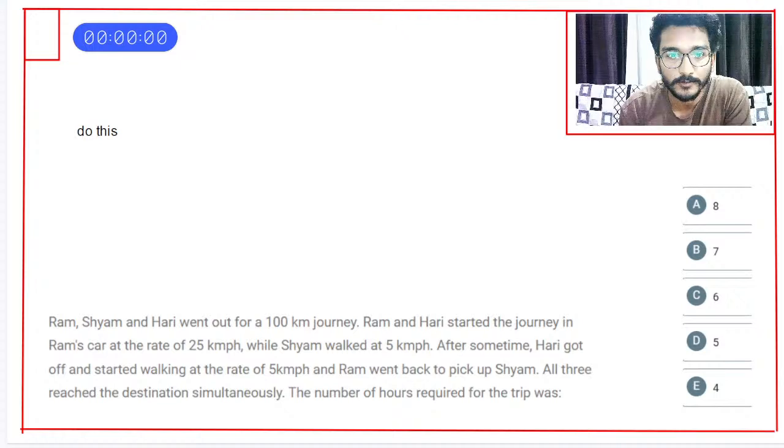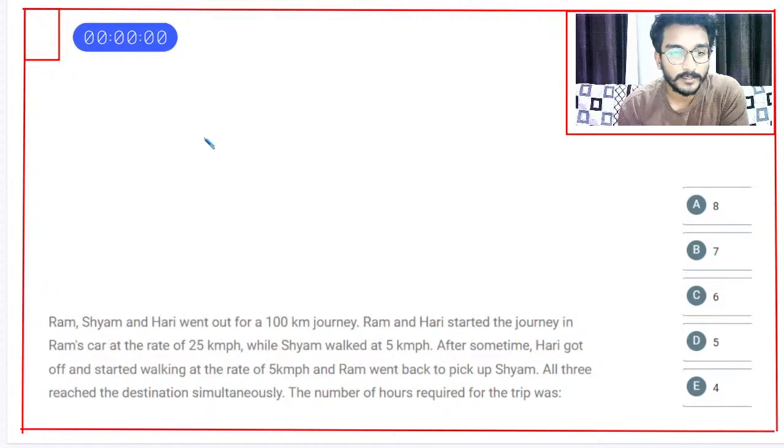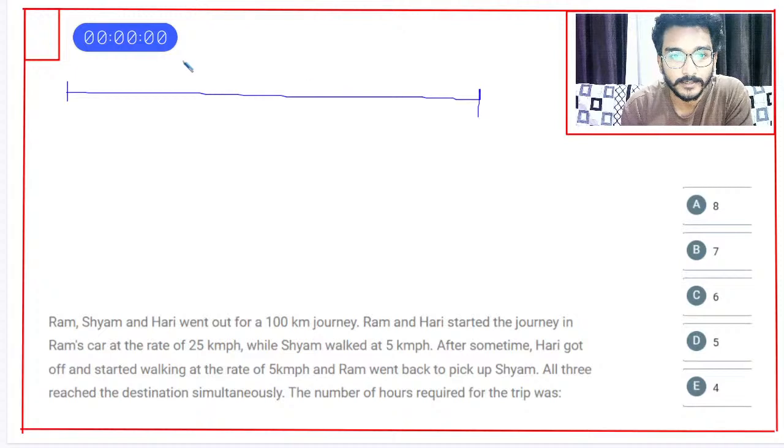All right, now let's start the question. Ram, Shyam and Hari went on a 100-kilometer journey. So there are 100 kilometers that they have to cover. Ram and Hari started the journey in Ram's car at the rate of 25, while Shyam is walking at 5. After some time, Hari got off and started walking at the rate of 5, and Ram went back to pick up Shyam. All three reached simultaneously. What is the number of hours?